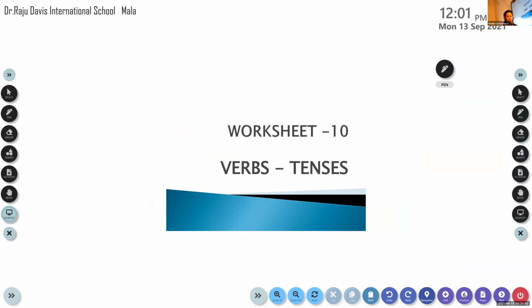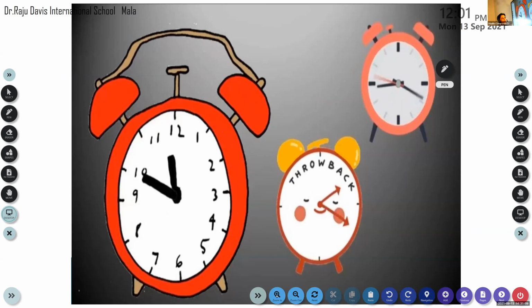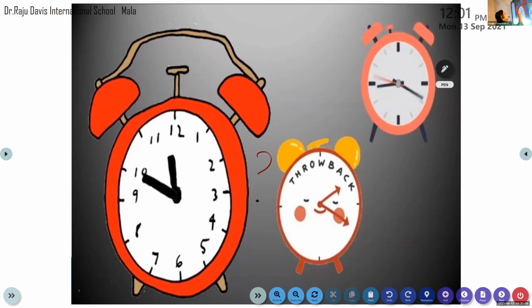The tenses of the verb tell us the time. All of you, please listen very carefully. The tenses of the verb tell us the time when a person did something or something has happened. When a person does an action, it tells us the time when the action is performed, or when the event occurred. Is that clear to all of you? It tells us the time when a person did something or when an event has occurred.